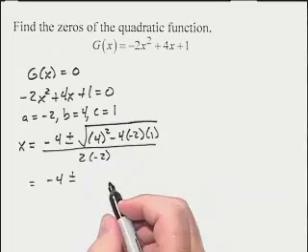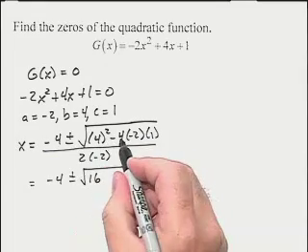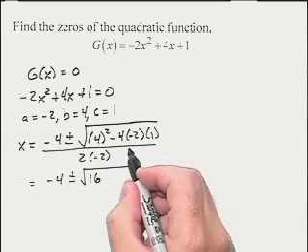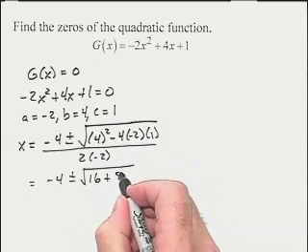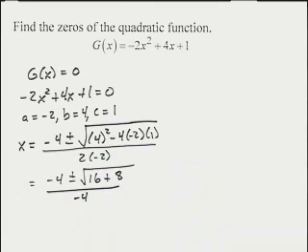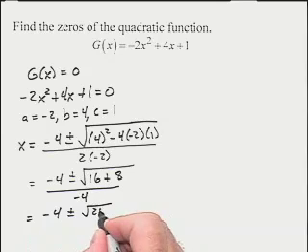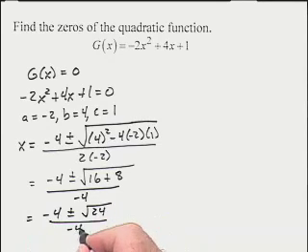If we simplify the radical a little bit, 4 squared is 16. 4 times 2 is 8. The two negatives make a positive, so we'll have 16 plus 8 under the radical, and that's divided by negative 4. So this gives us negative 4 plus or minus the square root of 24 divided by negative 4.